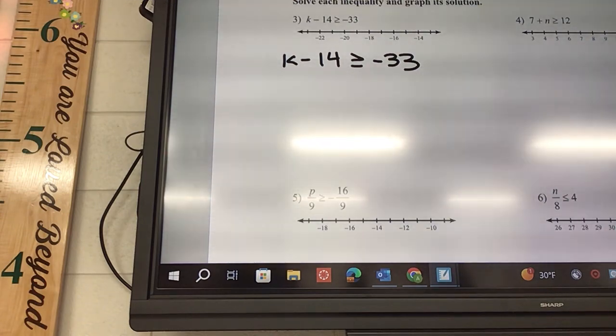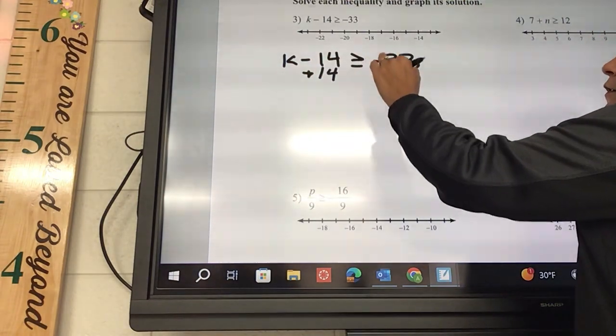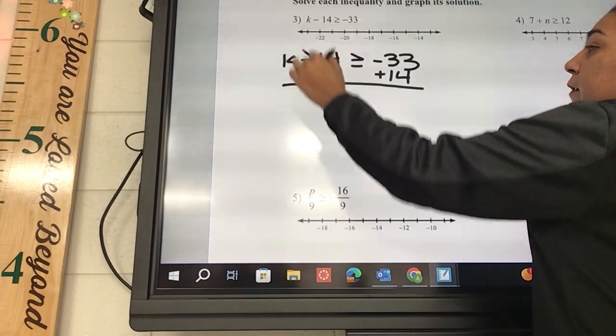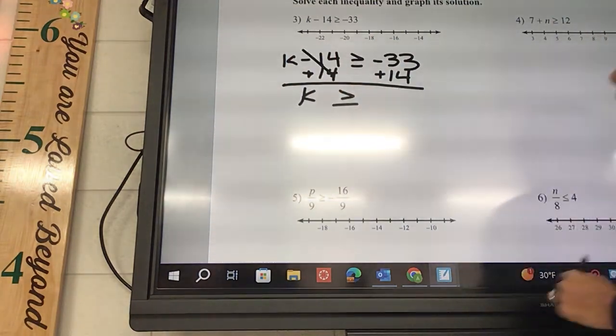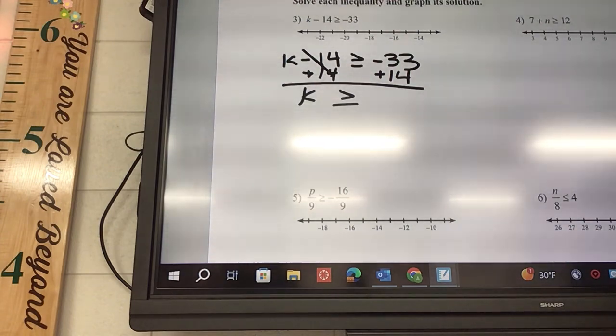Okay? The 14. How do I move a minus 14? Plus 14. Okay, what is negative 33 plus 14? Negative 19.